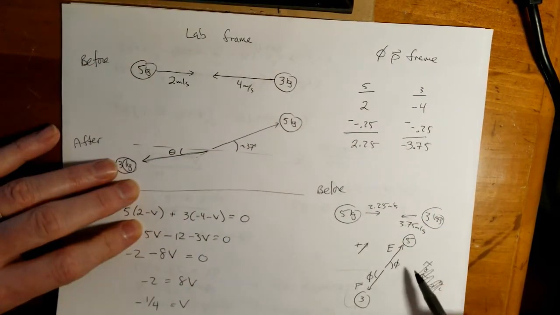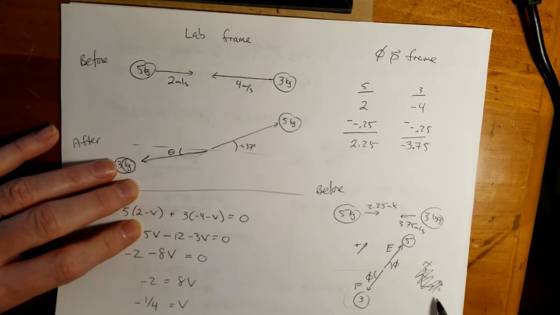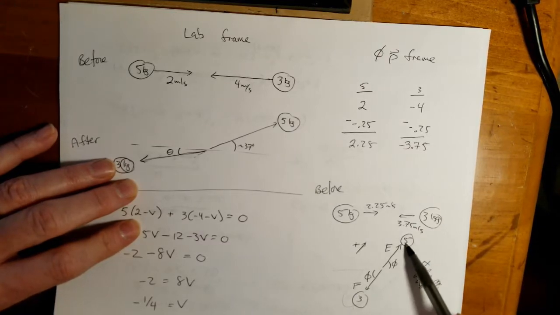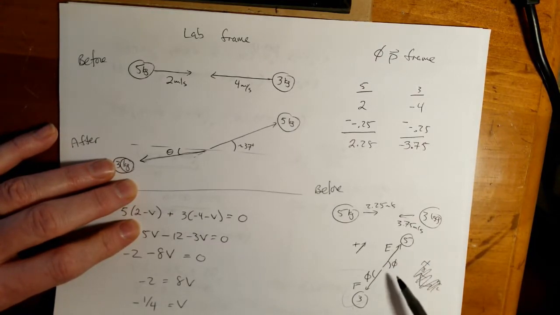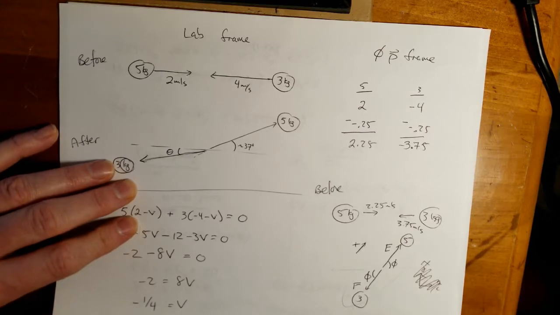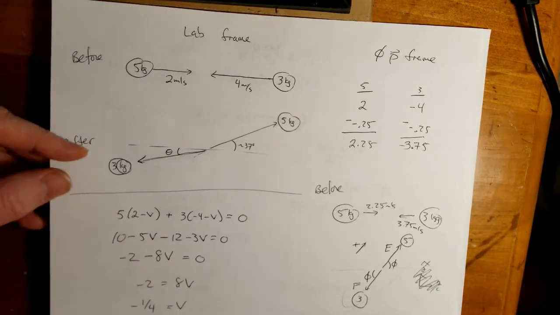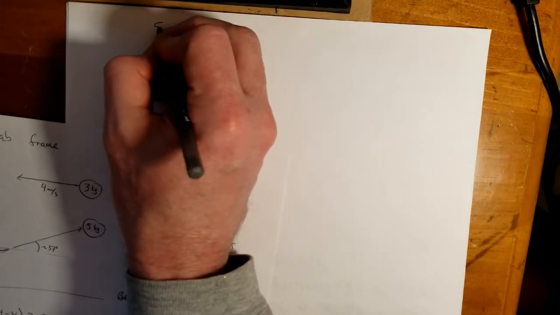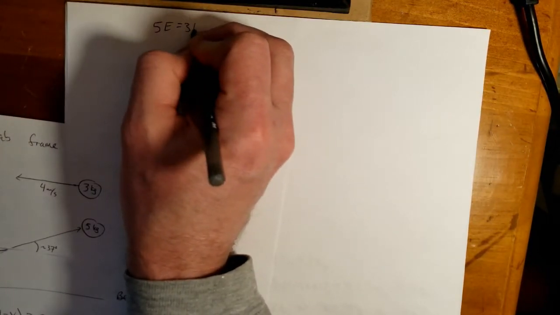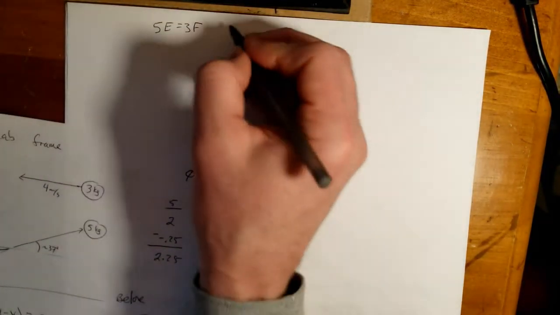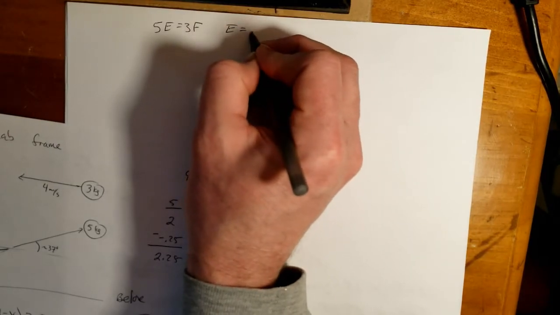Because this is a one-dimensional problem, I can get away with just a positive and negative. I don't need i hat, j hat. If you want, you can make that the i hat direction. But it's a one-dimensional problem, so I have 5 times E, which is the momentum in that direction, 3 times F, which is the momentum in that direction. So I end up with 5E is equal to 3F. Divide both sides by 5, and I get E is equal to 0.6F.